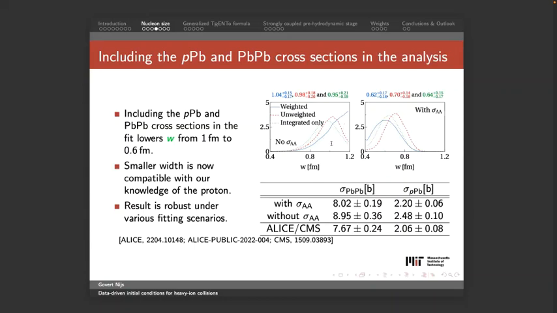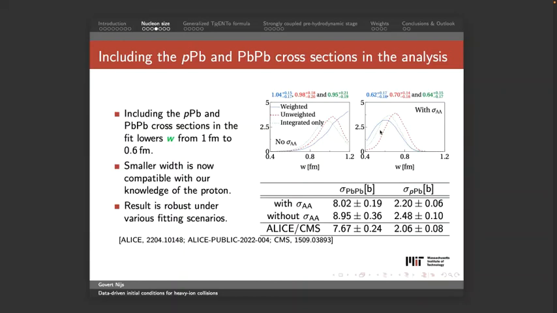You see that if you don't fit to the cross section, you get very large values for W. If you do fit to the cross section, it's a lot smaller, around 0.6. I would say this is also natural because, as Chun said, you would expect this W to be roughly equal to the charge radius of the proton, which is known.